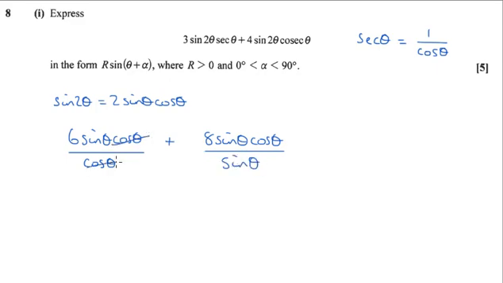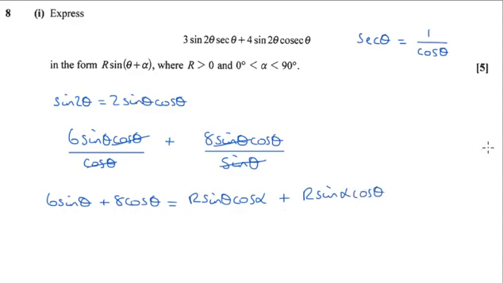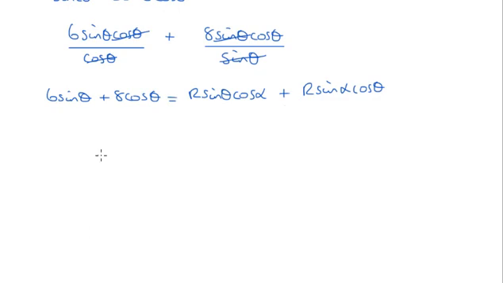And you can now see that this cancels and this cancels, so we're left with 6 sine theta plus 8 cos theta. And we want that to equal r sine(theta plus alpha). Now we can use the addition formula on this and rewrite that as r(sine theta cos alpha plus sine alpha cos theta).